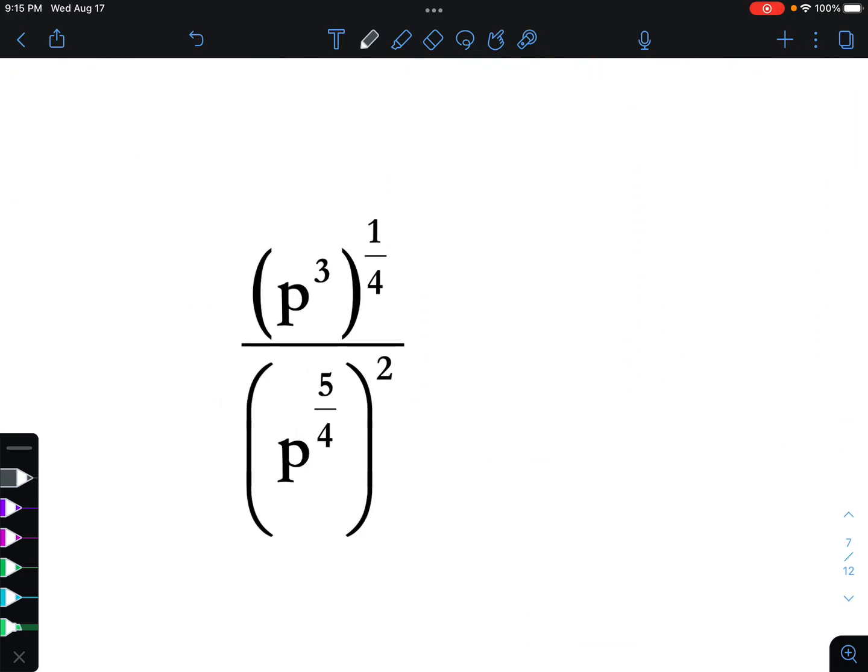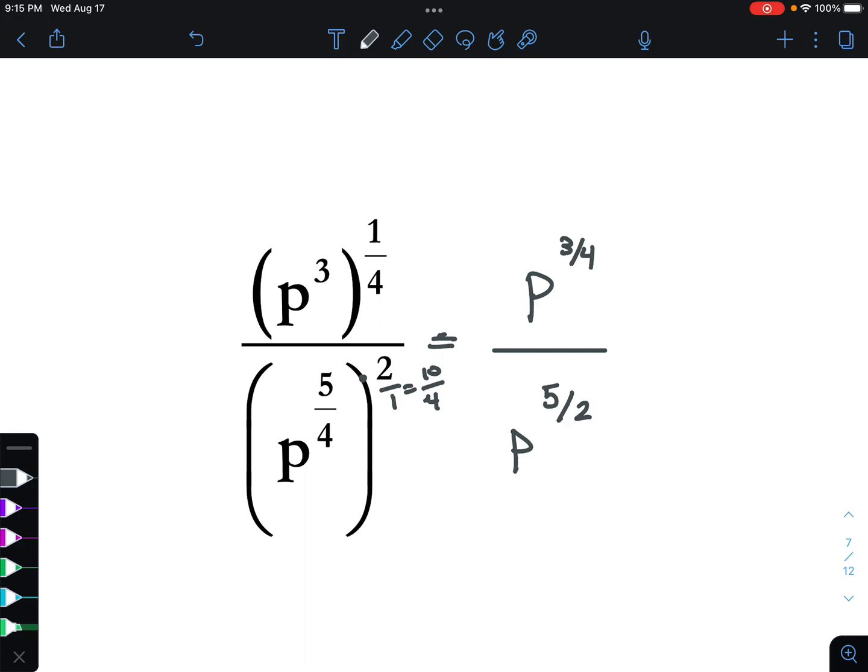So here, just mixing a couple properties together. So first, we have a power of a power, so we want to do those first. And remember, when you have a power of a power, you multiply. So for us, the numerator would be p to the 3/4. And the denominator, when we multiply here, think of this as 2/1. So 5 times 2 is 10. 4 times 1 is 4. So that's going to reduce to 5/2.